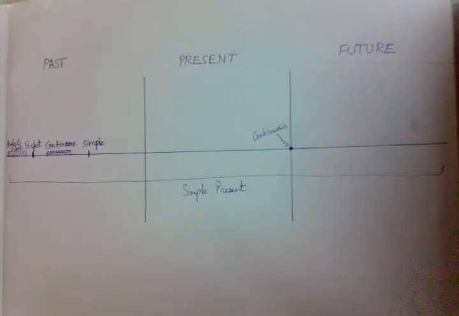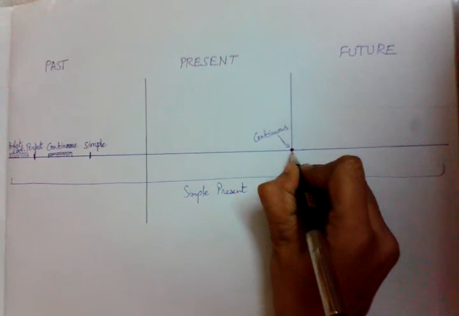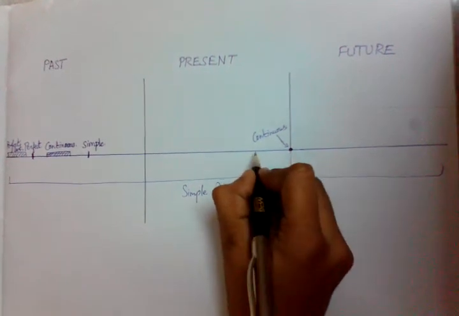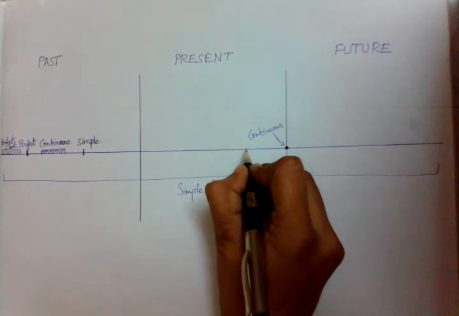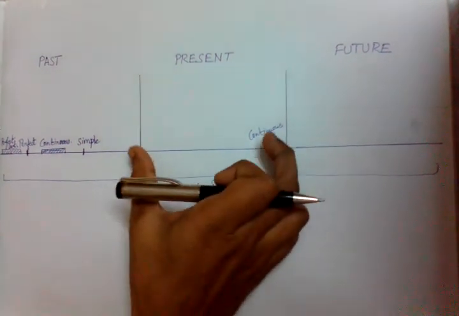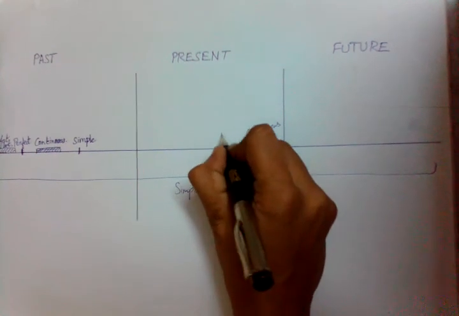For example, she has gone to school. So now you are here right now. You can say that she has gone to school. So you are assuming that it is very recent. It is a point of time. Therefore you can put it anywhere in this present tense and call it the present perfect tense.